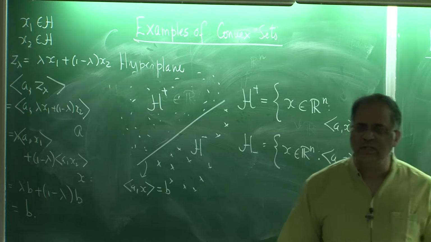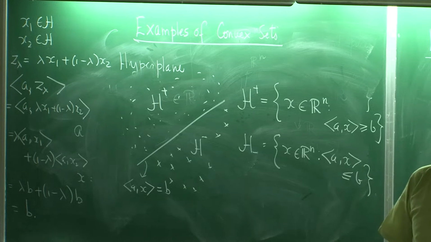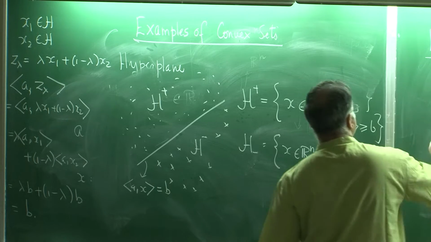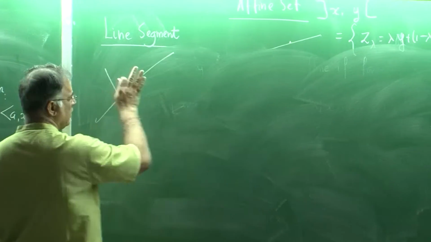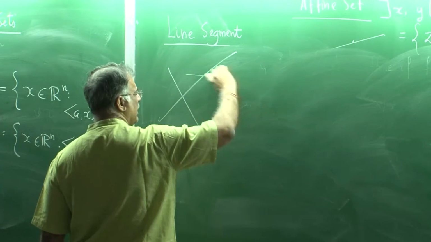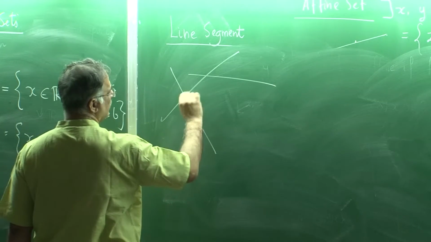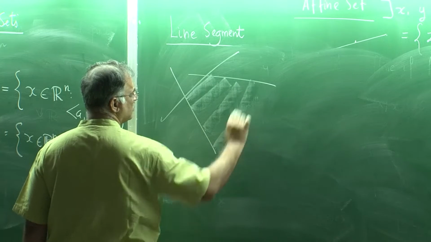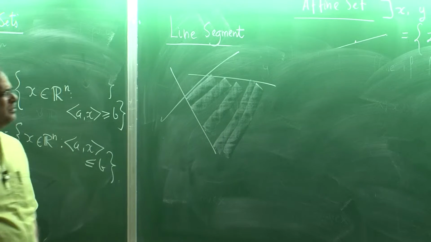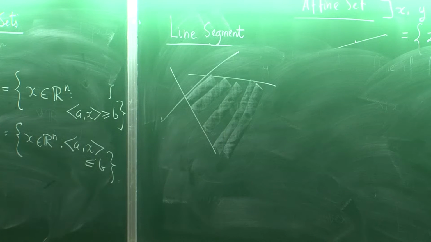So, polyhedral sets are formed by intersection of half spaces. So, here is one straight line creating some half space, here is another straight line creating another half space, here is another straight line creating some half space. So, now I am looking at the intersection of these half spaces. Upper half space or lower half space does not matter. So, this set P is polyhedral.